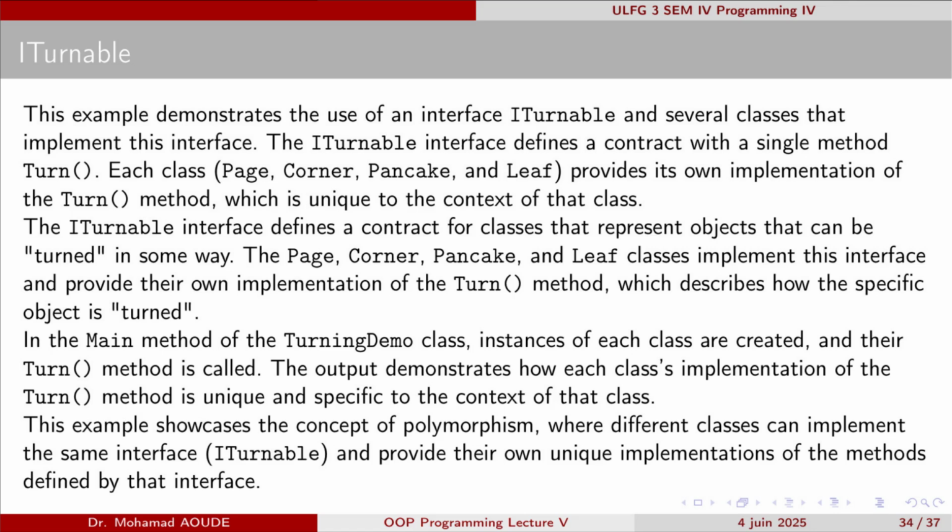We now move to a new interface, iTurnable. It defines a contract for objects that can be turned. Each class, page, corner, pancake, and leaf, implements turn in a way that fits its meaning. This allows us to reuse the same interface structure across very different objects while customizing behavior.